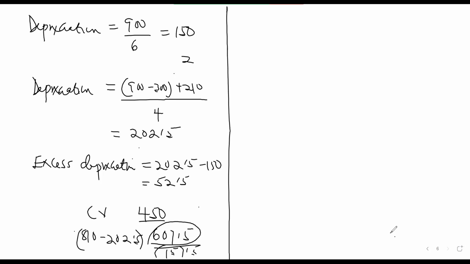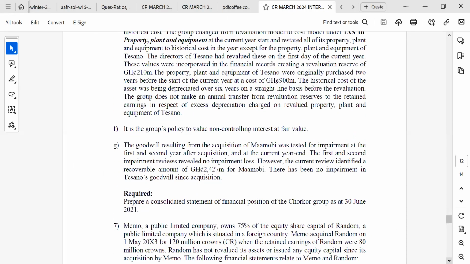So we are looking for more ticks, so we do it the ticks way. That is for that particular issue. It is the group policy to measure non-controlling interest at fair value. We have done all of those already. Let's take the last one.